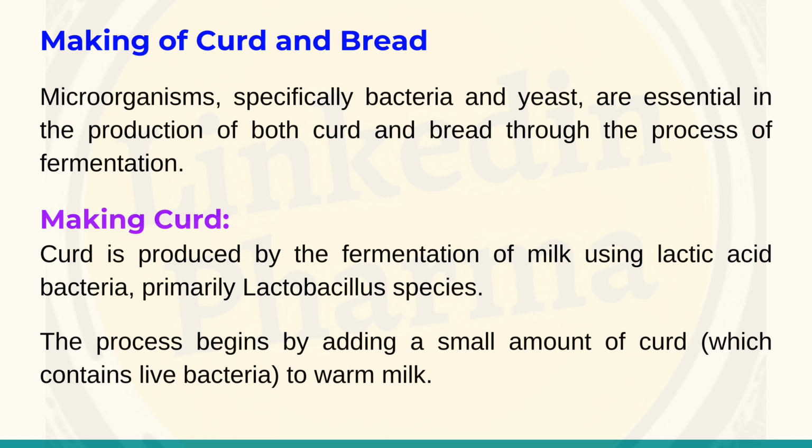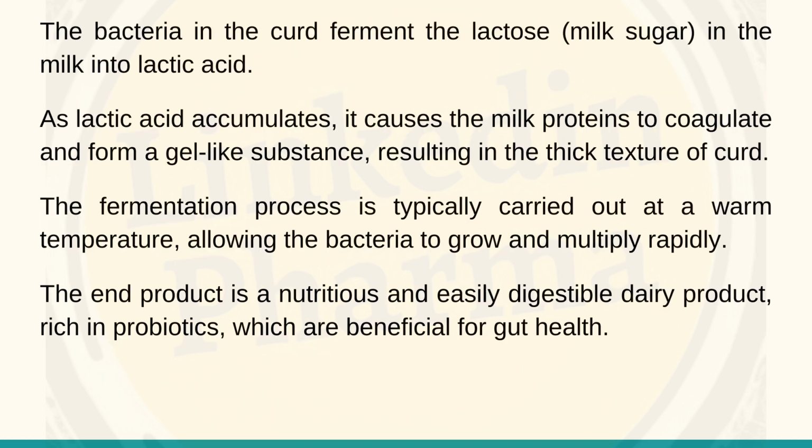Making of curd and bread. Microorganisms, specifically bacteria and yeast, are essential in the production of both curd and bread through the process of fermentation. Making curd. Curd is produced by the fermentation of milk using lactic acid bacteria, primarily Lactobacillus species. The process begins by adding a small amount of curd, which contains live bacteria, to warm milk. The bacteria in the curd ferment the lactose, milk sugar, in the milk into lactic acid.